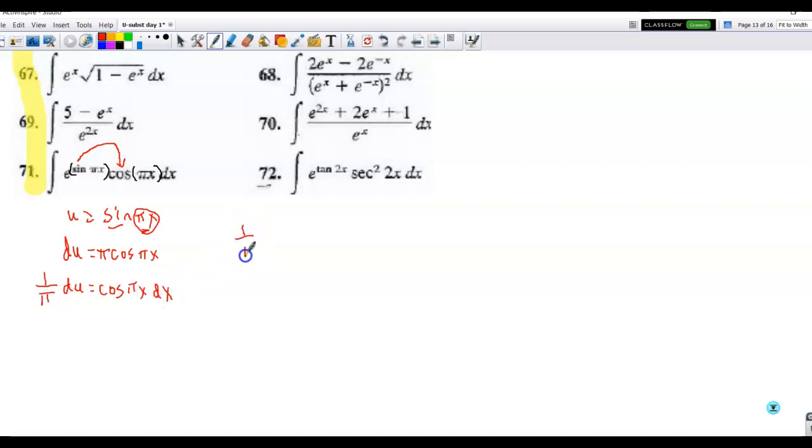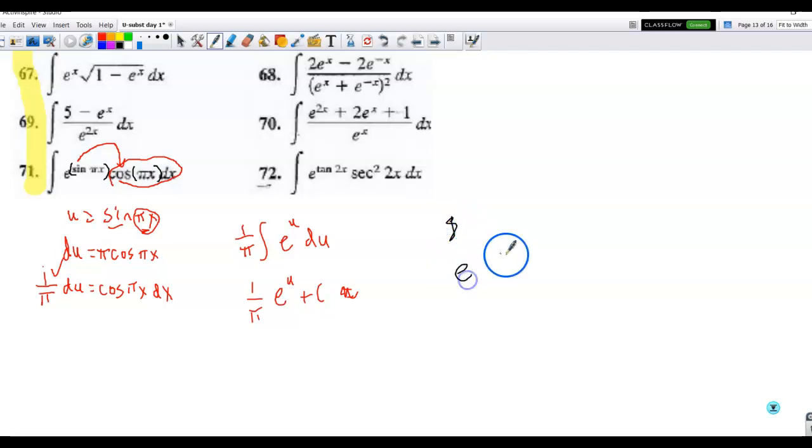So my replacement, I'll have a 1 over pi coefficient out front, e to the u, and I'm replacing cosine pi x dx with the 1 over pi du. Simple problem. The antiderivative of e to the u is e to the u. So I'm going to make my final replacement, and that's going to be 1, I'll put the pi in the denominator, that's going to be e to the sine pi x over pi plus c.